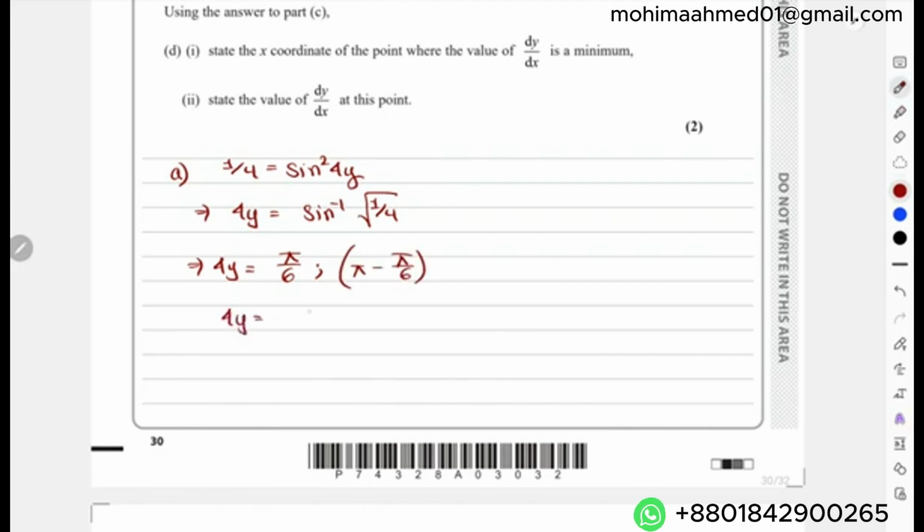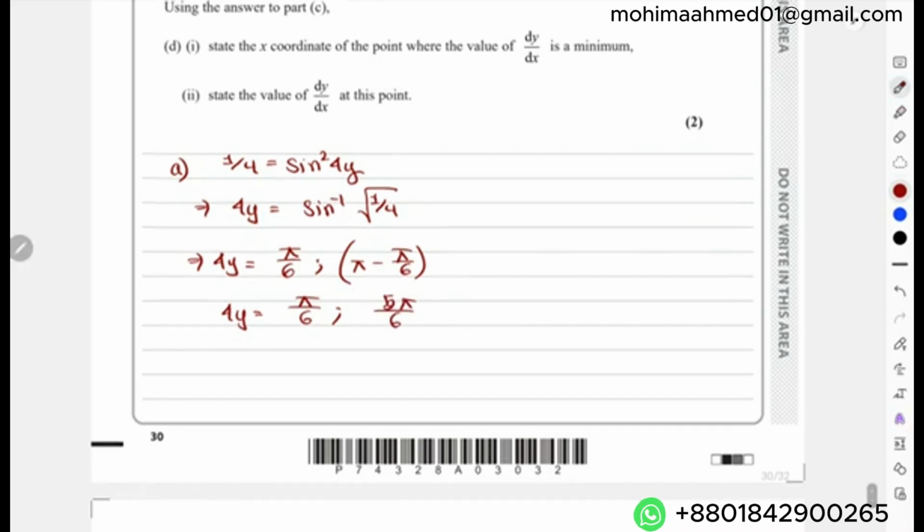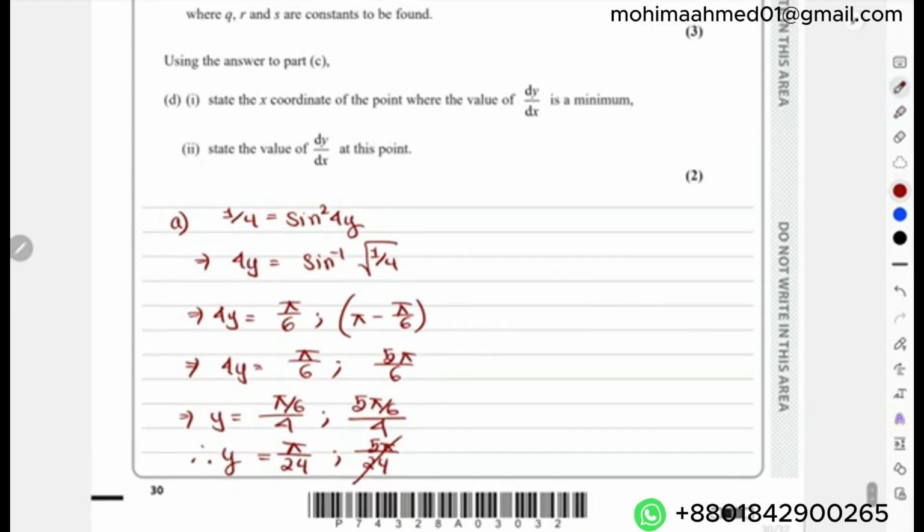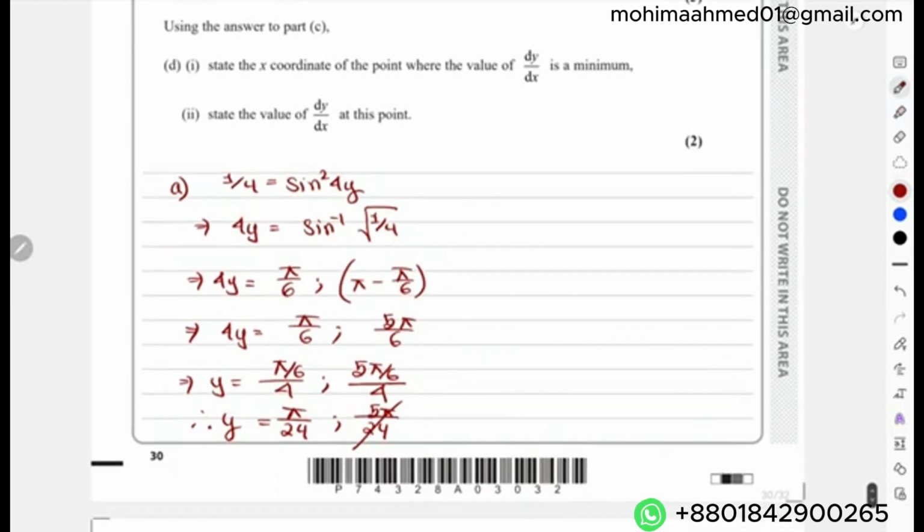So you get 4y as pi/6, and that's 5 pi/6, right? Yeah, 5 pi/6 it becomes, which is certainly outside your range. So we'll just only accept pi/6. Then again, you have to divide all these values by 4. So you get pi/24, and then again 5 pi/24. So the value of your y is pi/24. But we're not going to accept the other because this goes outside your range. And this is the y coordinate of point P.